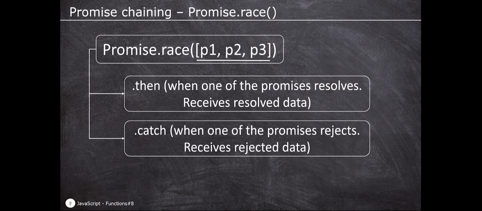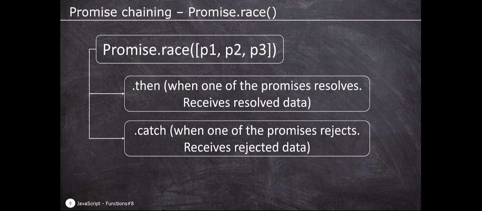Now in this figure, when an asynchronous task resolves, the function Promise.race creates a new promise object with the resolved data and passes the control to the .then method of the promise chain. And when the asynchronous task rejects, the function Promise.race creates a new promise object with the rejected data and passes the control to the catch method in the promise chain.